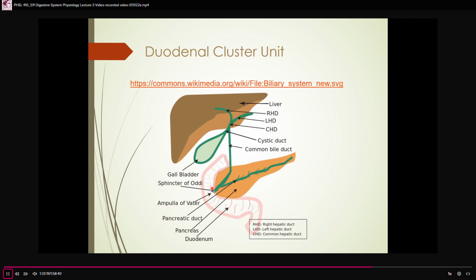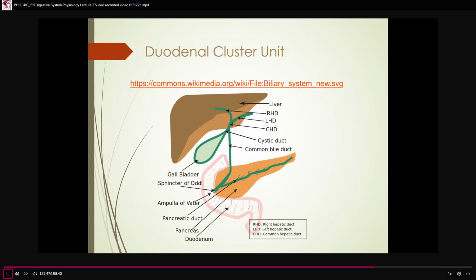And right around this point of entry is a band of smooth muscle that we've talked about before. That's the sphincter of Oddi. And the tone of that sphincter of Oddi is going to determine if these hepatobiliary and exocrine pancreas secretions can get into the small intestine or not. Once they get into the small intestine, then all of the secretions that are added are going to help the small intestine to do its job.